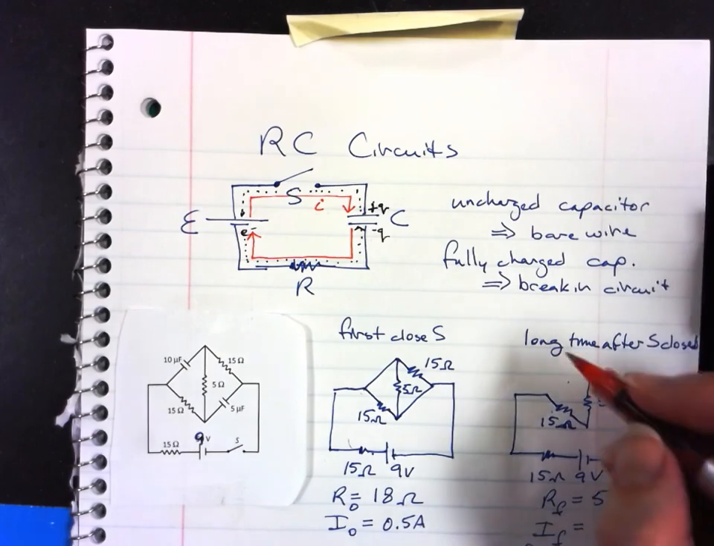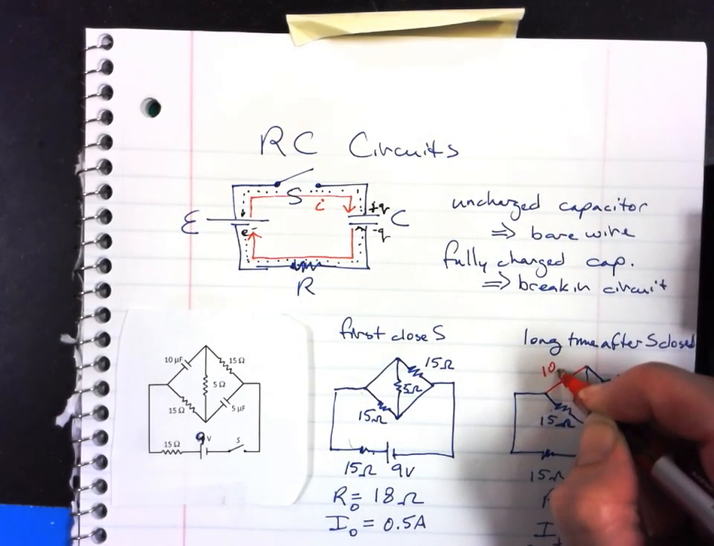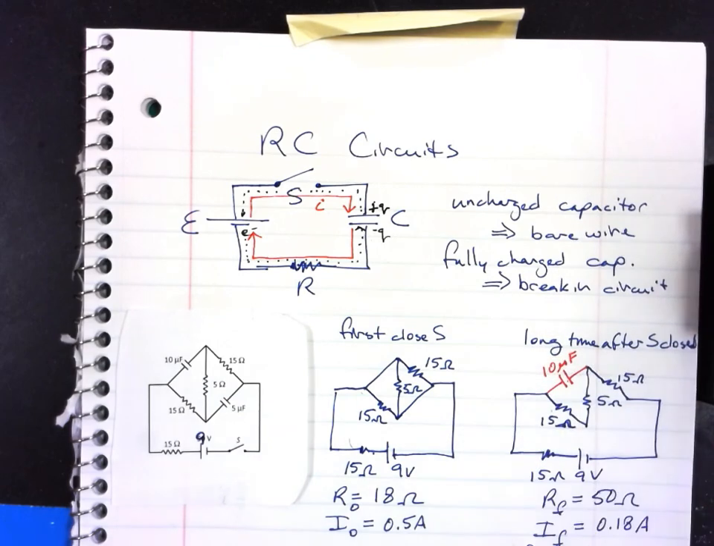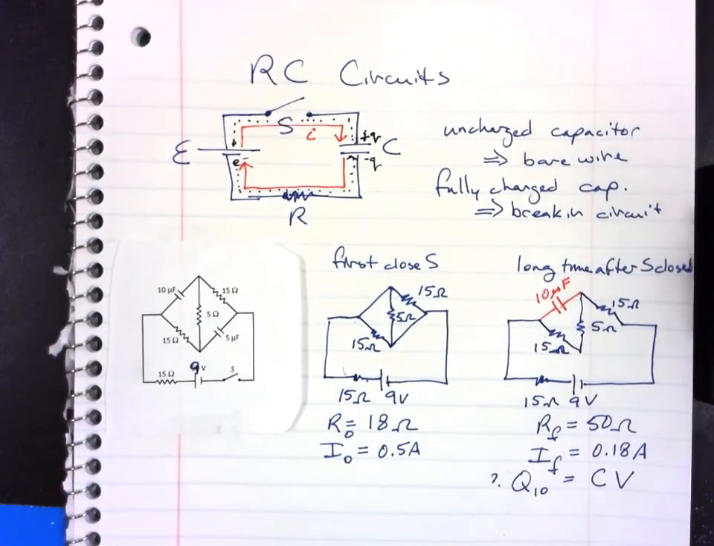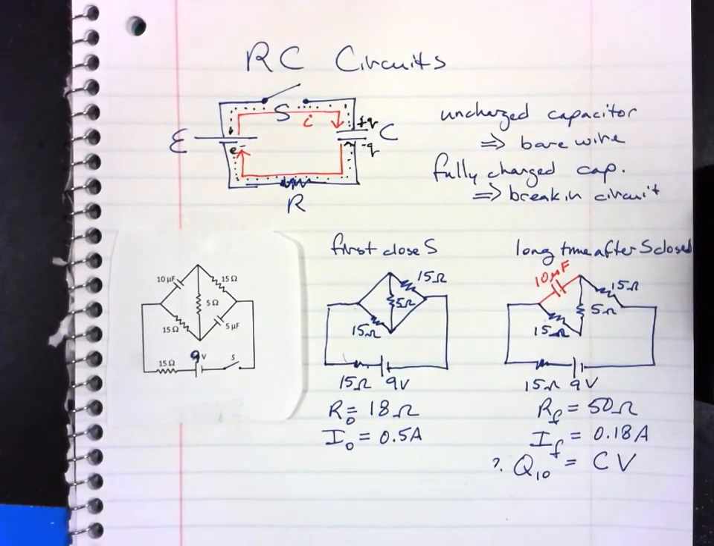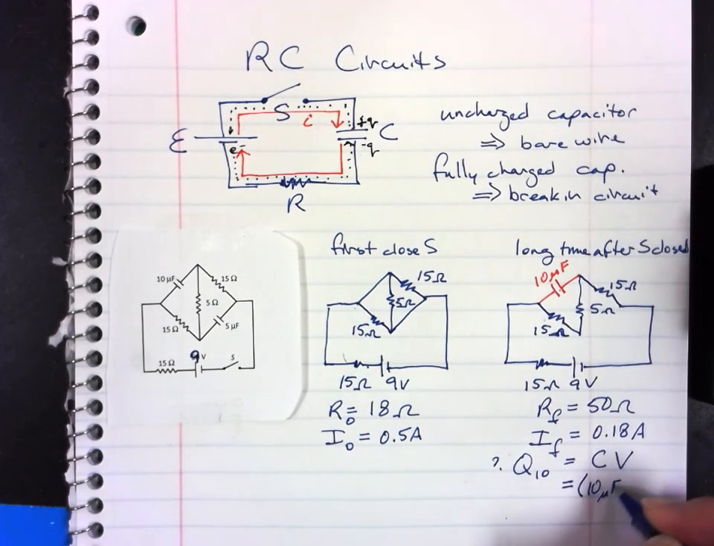So if I add it back in here, and I'm going to use a different color because no current flows through here, 10 microfarads. So to remind you, charge on a capacitor is capacitance times potential. Sorry, I should have slid that up a little bit earlier. So the capacitance we know is 10 microfarads.